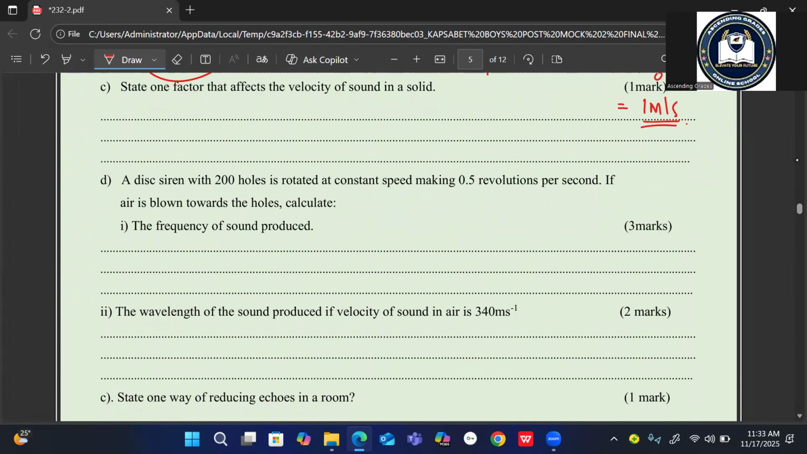State one factor that affects the velocity of sound in a solid. We have temperature of the solids. We have the density of the solid.